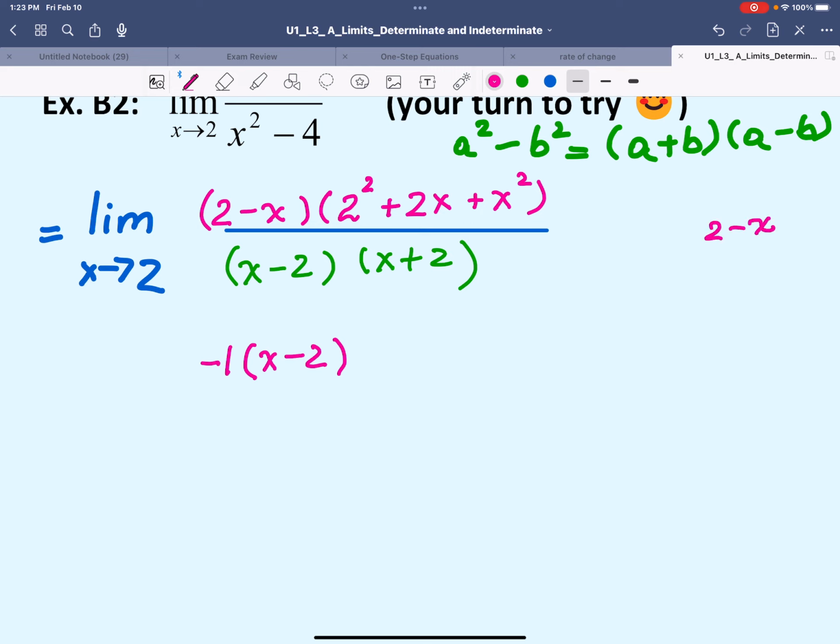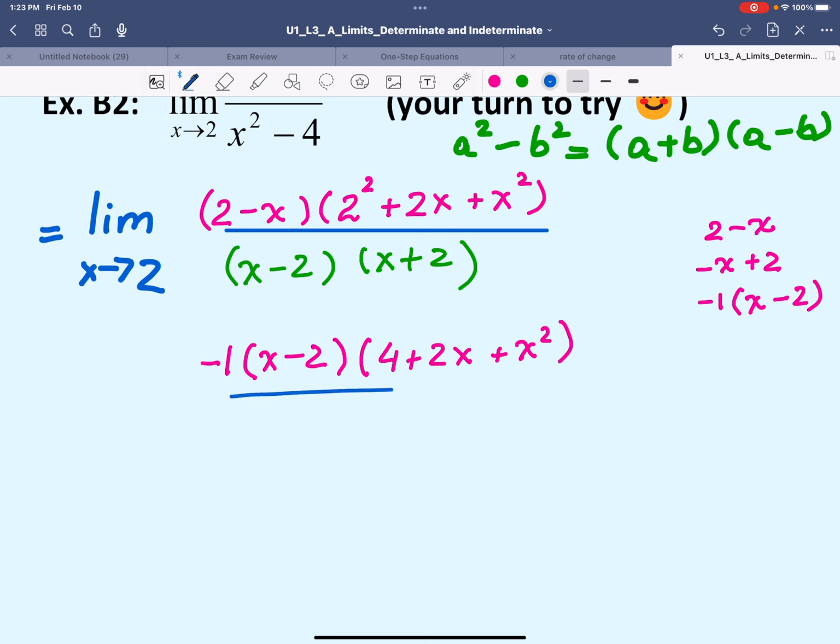So if we have 2 minus x, you list the terms from highest to lowest degree, which means that negative x comes first, and then you take negative 1 out, negative x becomes positive x, and positive 2 becomes negative 2. And that's where we get the negative 1 times x minus 2 from. And the other factor is 4 plus 2x plus x squared.